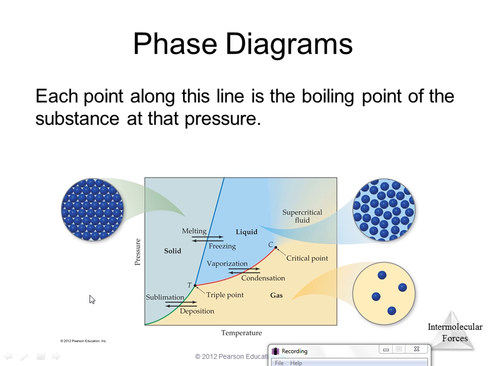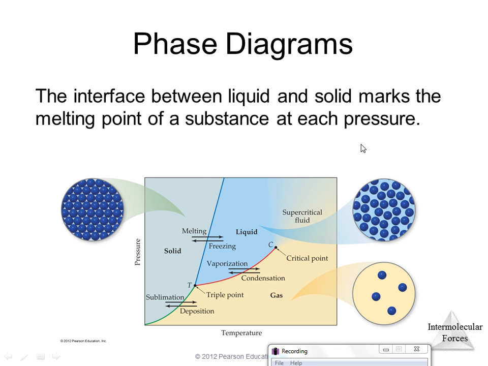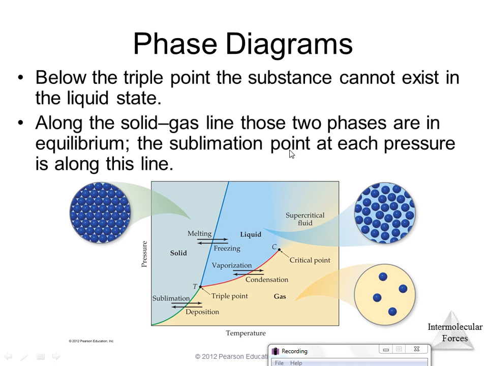Each point along the line is the boiling point at that particular pressure. Notice that the boiling point can change based on the pressure. If the pressure is lower, it's going to boil at a lower temperature. If the pressure is higher, it will boil at a higher temperature. Solid to liquid, that's the melting point, and again, the melting temperature will vary based on the pressure. You can see that transition line in blue there. Below that triple point, it can't be a liquid anymore. It's either got to be a solid or a gas. That solid-gas line, you've got equilibrium, sublimation, and deposition.